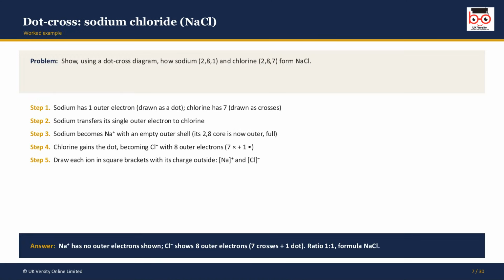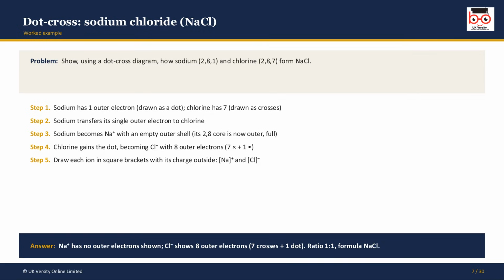Let's draw sodium chloride as a dot cross. Sodium is 2, 8, 1, so it has 1 outer electron, which we draw as a dot. Chlorine is 2, 8, 7, so 7 outer electrons drawn as crosses.